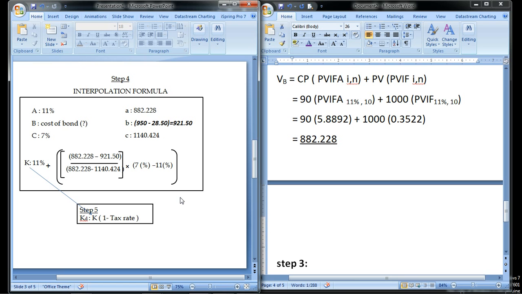Please remember that don't put any decimal in your calculator. For 11, you put 11 only. But for mathematics, this is a standard mathematics subject. You must settle the time first. So 882.228 minus 921.5.